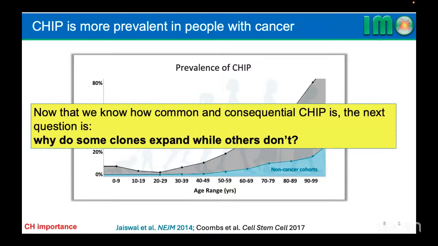I hope that I convinced you that CH is important, but why do some clones expand while others do not? I don't know the answer. That's why we use a mathematical model to get some inference.